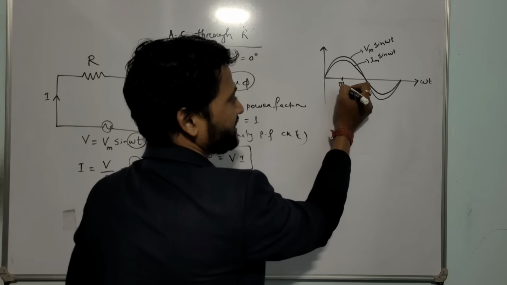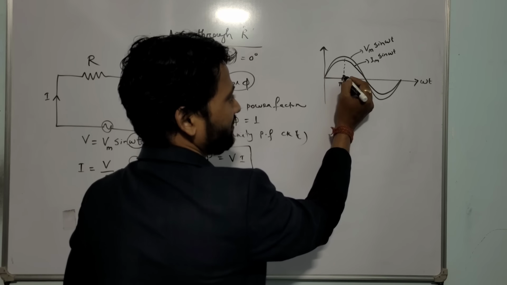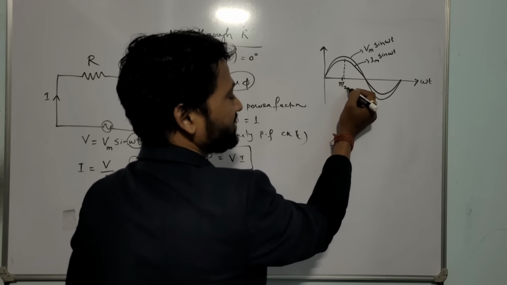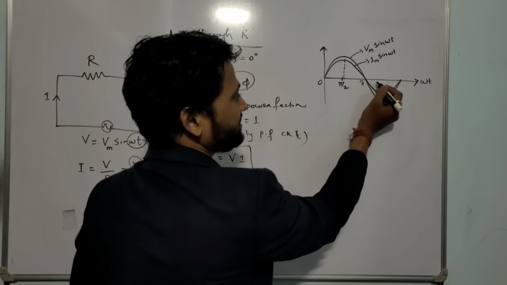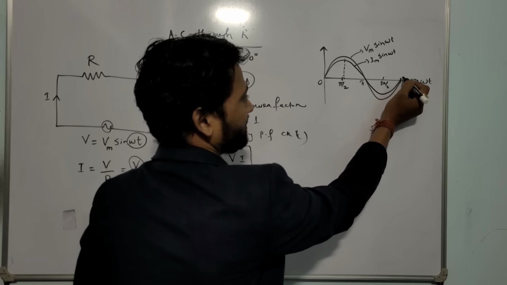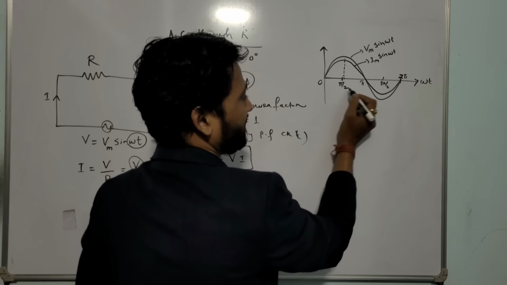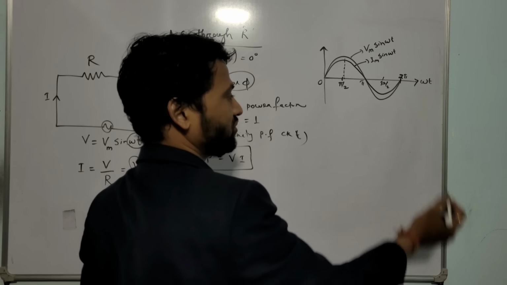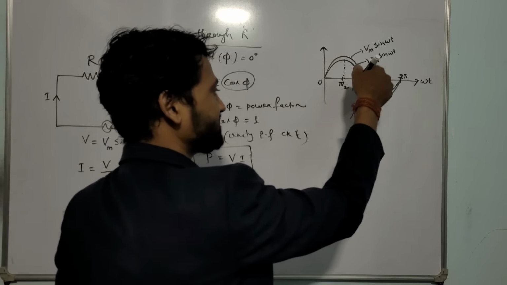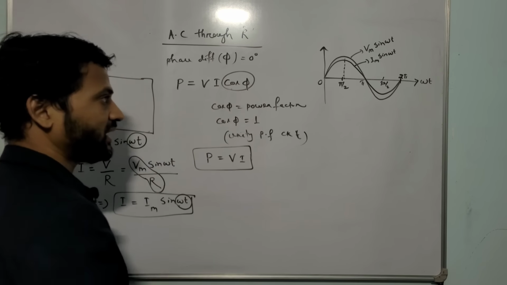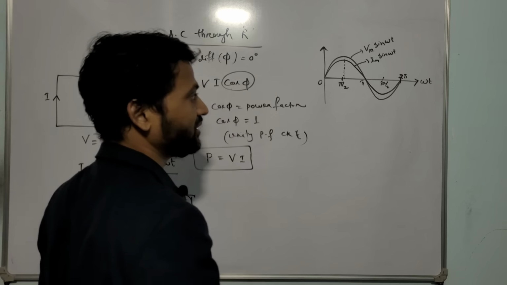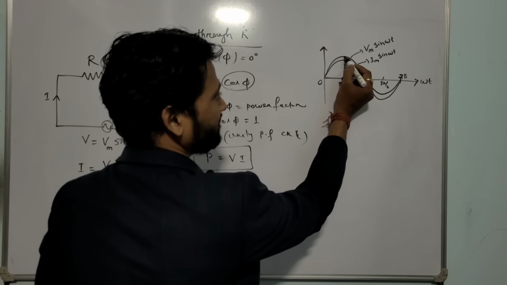At this point, what is the phase of voltage? 90 degrees. What is the phase of current? Again 90 degrees. So what is the phase difference? It is 0. You can take any instant: 0, pi by 2, pi, 3 pi by 2, 2 pi. Every instant will give this 0 phase difference. That means the angle difference between voltage and current will be 0. The difference is that the maximum value will be different.